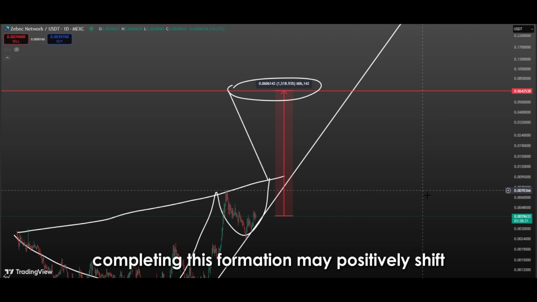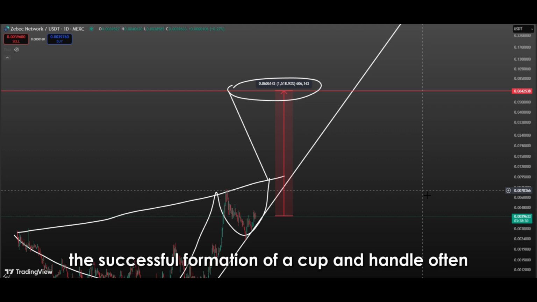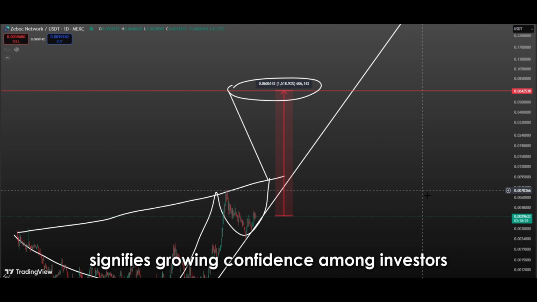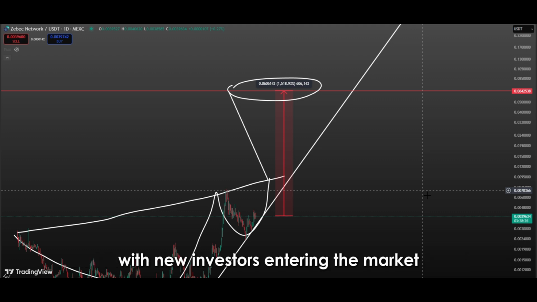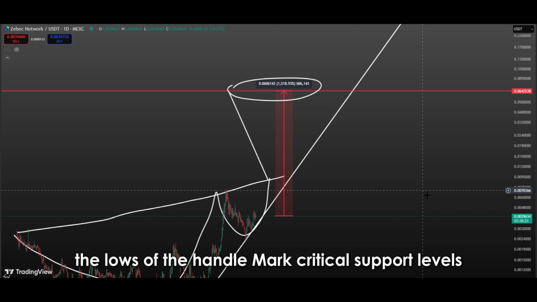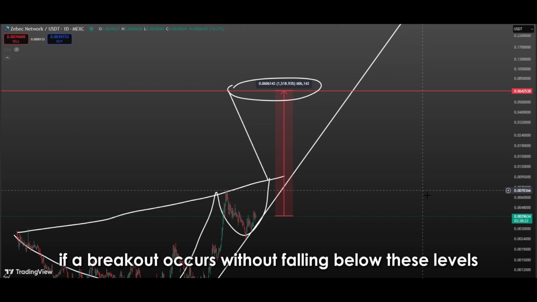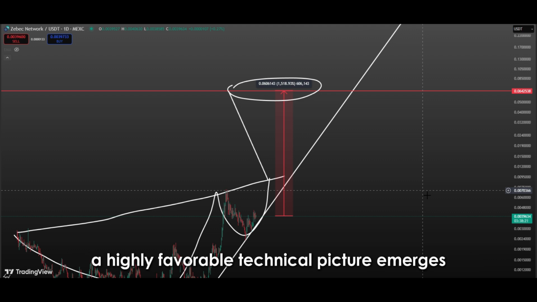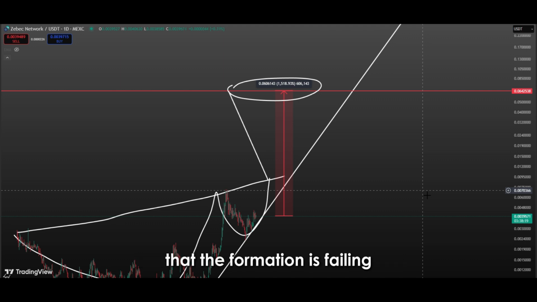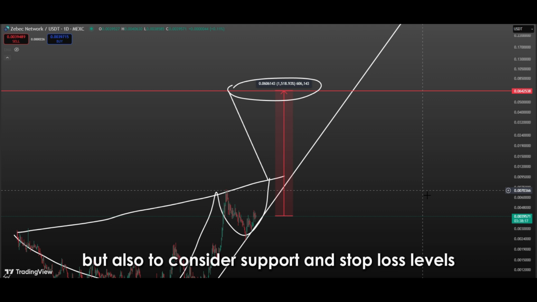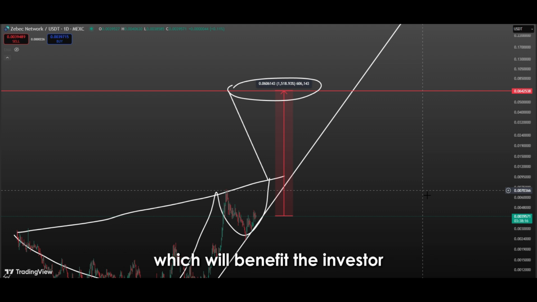Additionally, completing this formation may positively shift investor psychology. The successful formation of a cup and handle often signifies growing confidence among investors and that the market is ready for upward movement. If the breakout is successful, with new investors entering the market, the price may accelerate even further. The current development phase of the formation should be monitored closely. In particular, the lows of the handle mark critical support levels. If a breakout occurs without falling below these levels, a highly favorable technical picture emerges. However, if the price dips below the handle, it may provide early warning signs that the formation is failing. Therefore, when tracking the formation, it's important not only to focus on the target, but also to consider support and stop-loss levels, which will benefit the investor.